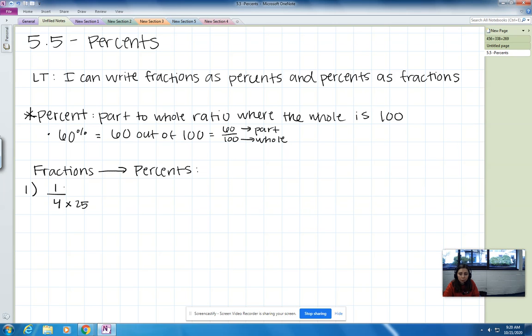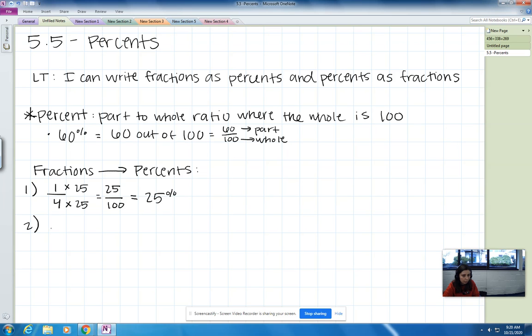In order to keep this ratio equivalent, I must multiply the top by 25 as well. 1 times 25 is 25. 4 times 25 is 100. So look at that. Now I do have a part to whole ratio where the whole is 100. This would be the same thing as 25%. So if you scored 1 point out of 4 on a test, that would be a score of 25%.